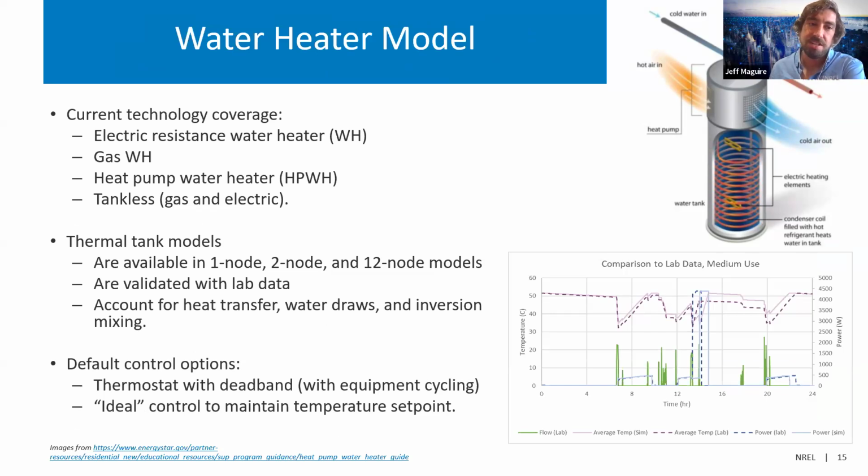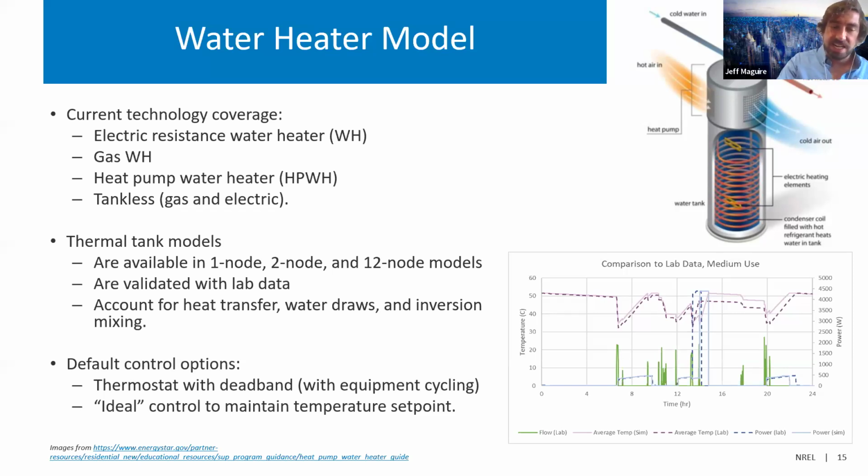We have a few different levels of fidelity for the tank model. So we can do it with 1 node, 2 nodes, or up to 12 nodes. By nodes here, I'm referring to kind of a 1D approach that accounts for stratification. So you would account for the fact that the top of the tank is generally warmer than the bottom of the tank due to buoyancy.